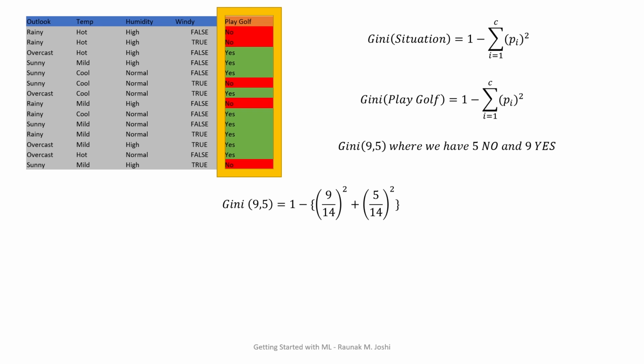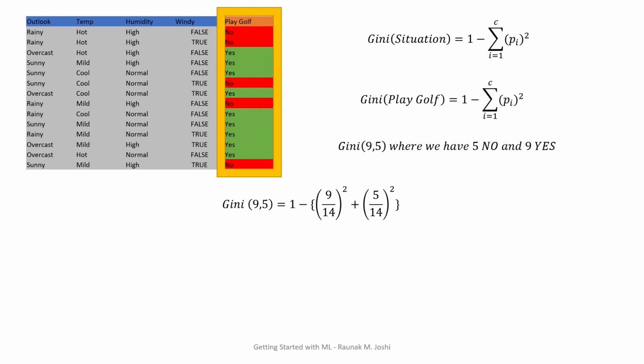Now how do you calculate the Gini? Gini is 1 minus the summation. Since there is a summation, we have to calculate it for yes and no. So P of i. How do I get the probability? I have 9 yes out of 14, so 9 by 14 squared. We square the things.